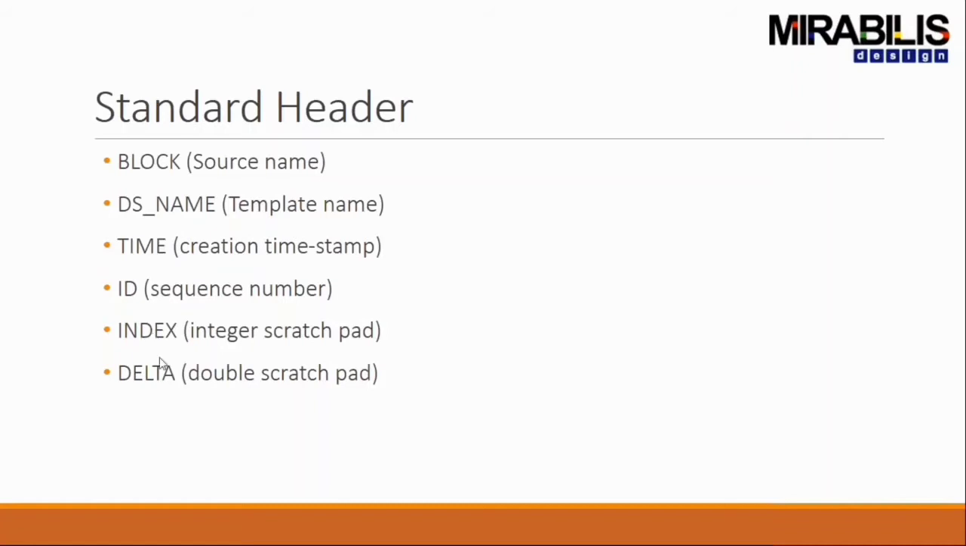Index and delta are the user settable fields. These fields can be used to store intermediate values that might be needed for a calculation in the model. ID is a unique ID of each data structure from each source. This is an increasing sequence.